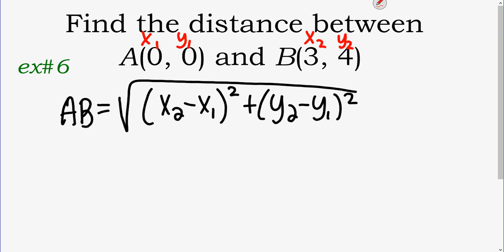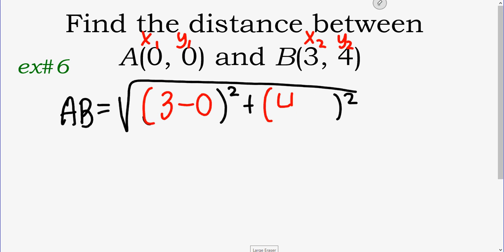So now let's plug these in. So x2 is 3. So I'm going to plug in a 3 here. Minus x1, which is 0. So minus 0. Plus quantity squared plus y2 is 4 minus y1, which is 0.